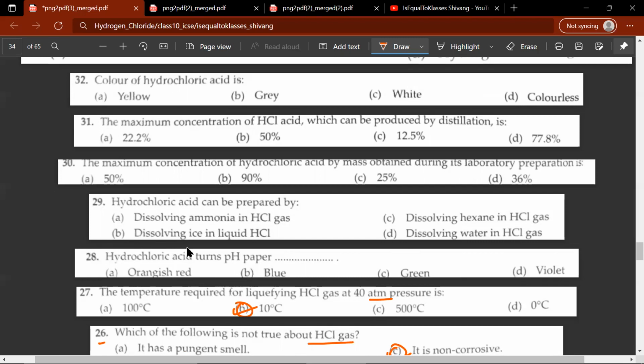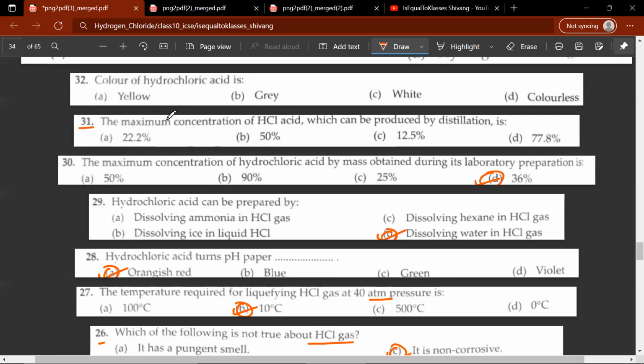28th question. The hydrochloric acid turns pH paper what color? It would turn the pH paper orangish color. 29th question. Hydrochloric acid can be prepared by dissolving water in HCl gas. 30th question. The maximum concentration of HCl acid by mass obtained during its laboratory preparation is, so D, 36%.